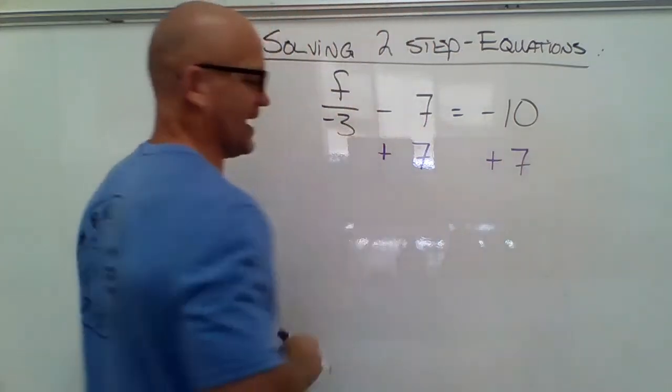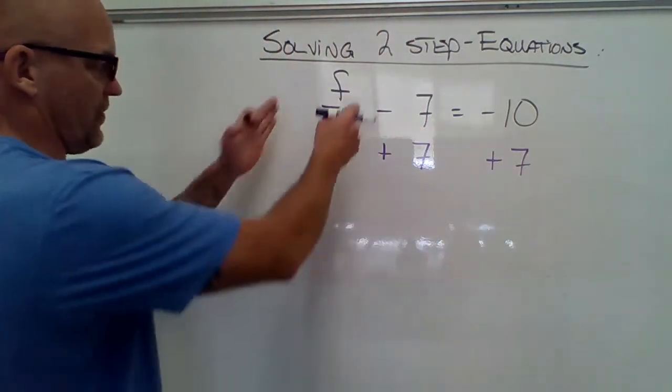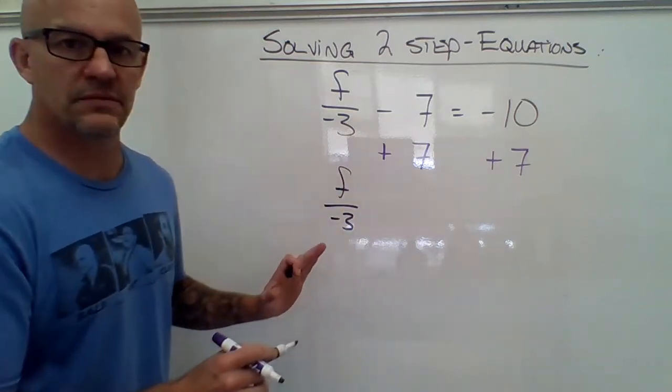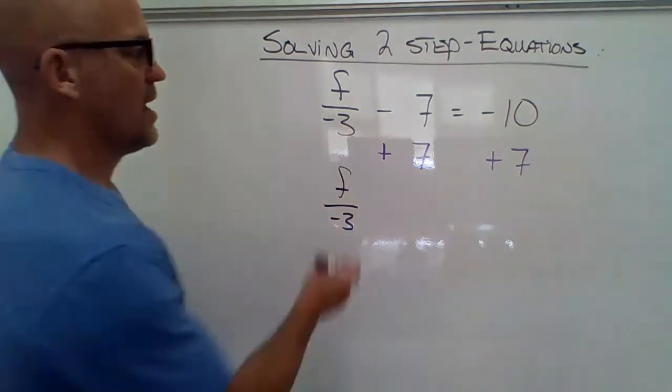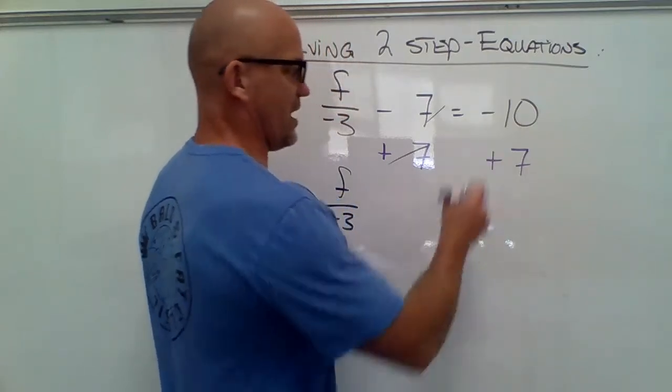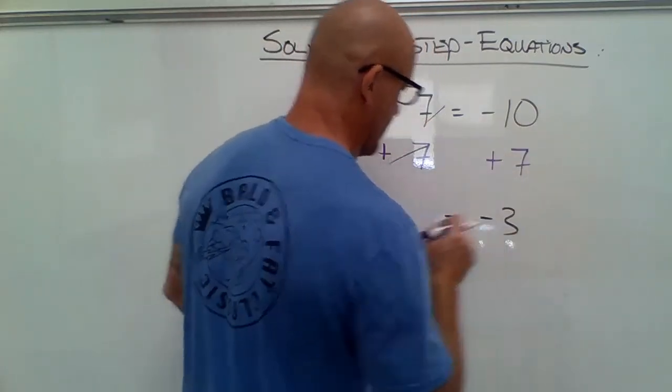Excuse me again. I cannot control the bells. So now this f divided by -3, nothing happened to it. So all I'm doing is bringing it down. Minus 7 plus 7, well, that cancels out. Equal sign comes straight down. -10 plus 7 is -3.